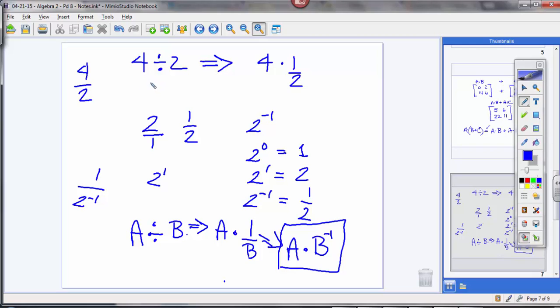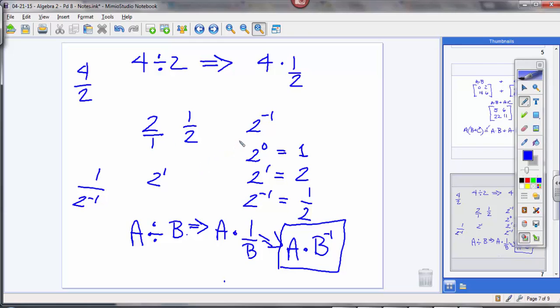To do that, let's think about some of the concepts we already understand about mathematics and algebra. First of all, if we say 4 divided by 2, that's really the same as 4 times the reciprocal of 2, which is 1 over 2. This is important because division does not work in matrix math. So 2 is the same as 2 over 1, and the reciprocal of 2 over 1 is 1 over 2.